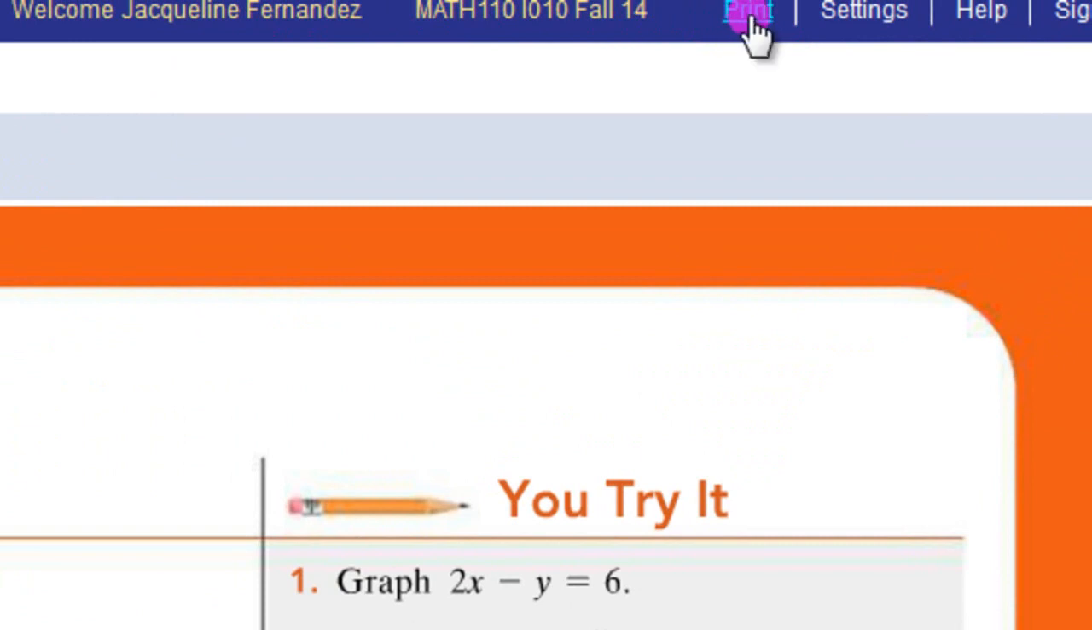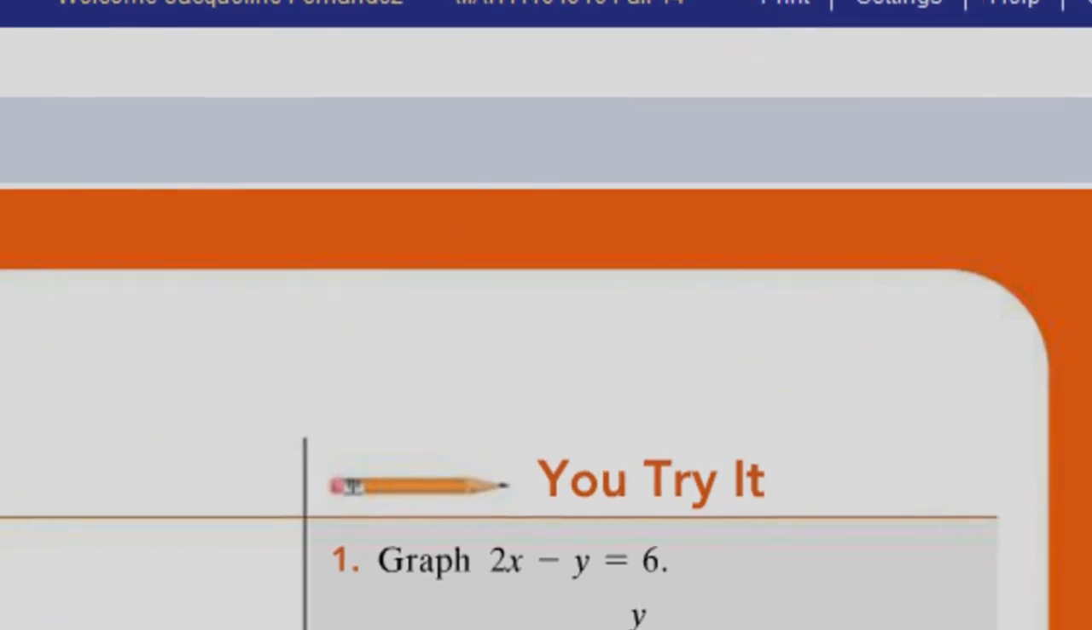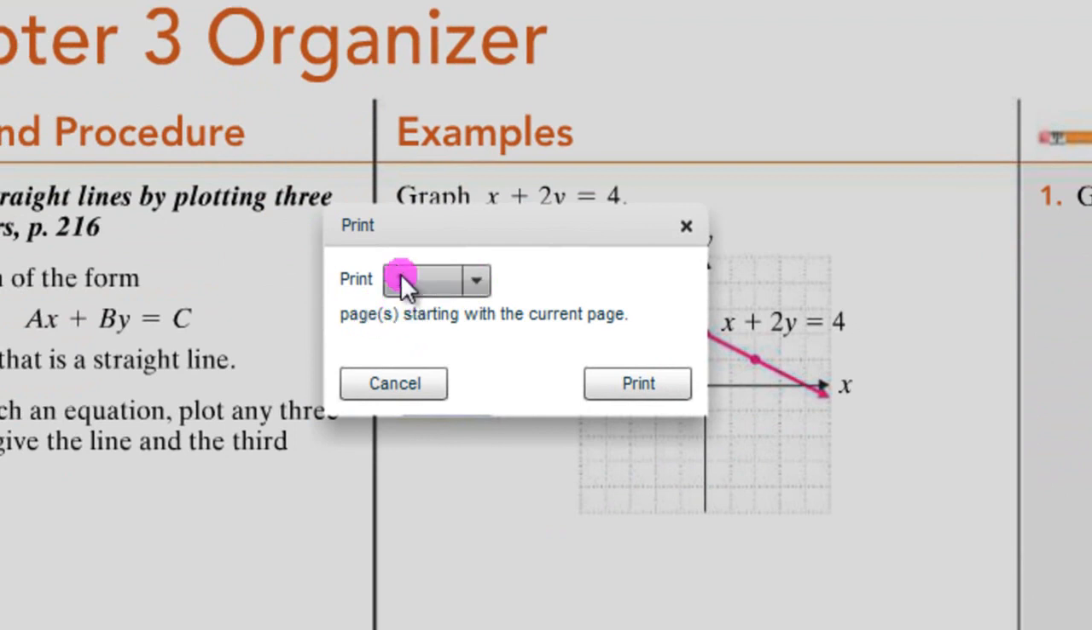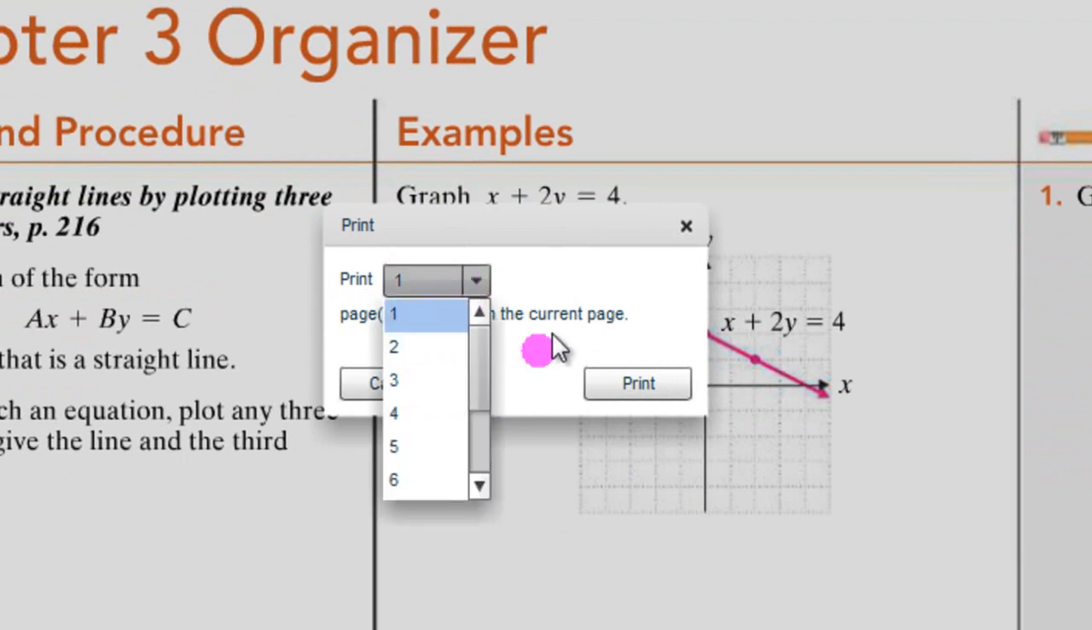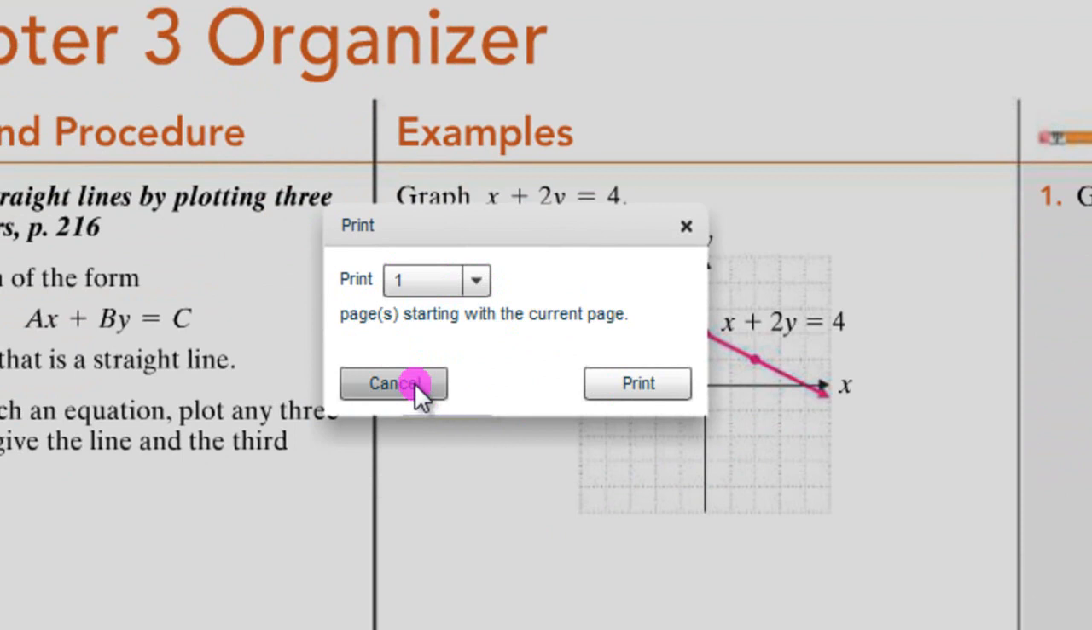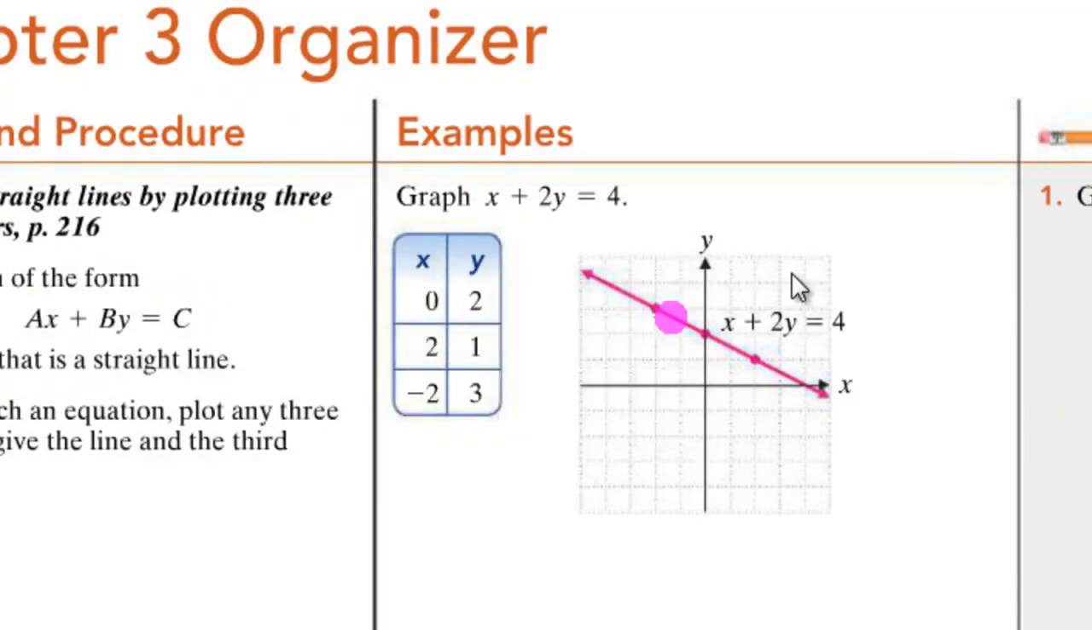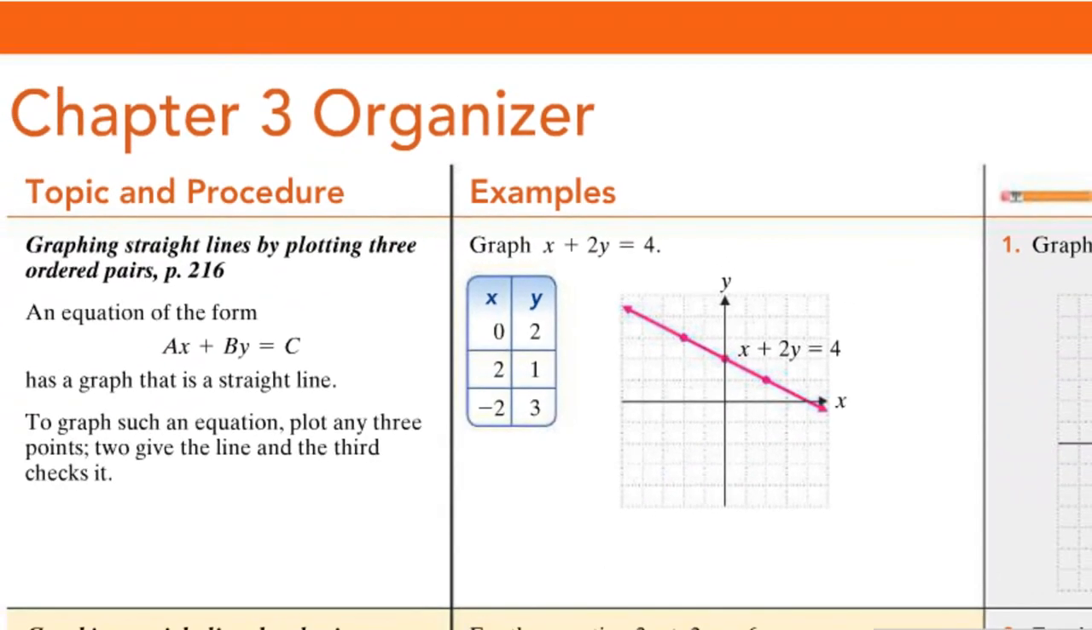Okay, let me see. Let me do that. I haven't done that. Okay, so it says print. How many pages do you want to print, starting with the current page? So if you want to print 2 pages, 3 pages, just select here how many pages you want to print, starting with the current page. Okay, so I recommend you do that. Print it. You can even make notes right on this organizer as you work the problems.